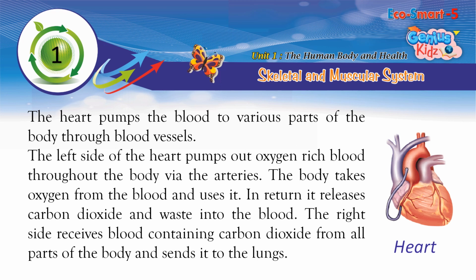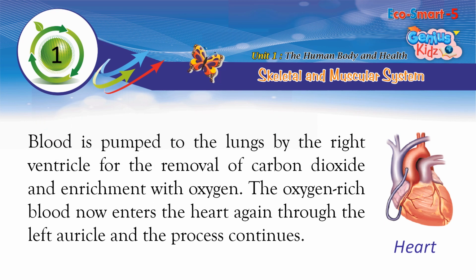The right side receives blood containing carbon dioxide from all parts of the body and sends it to the lungs. Blood is pumped to the lungs by the right ventricle for the removal of carbon dioxide and enrichment with oxygen. The oxygen-rich blood now enters the heart again through the left auricle, and the process continues.